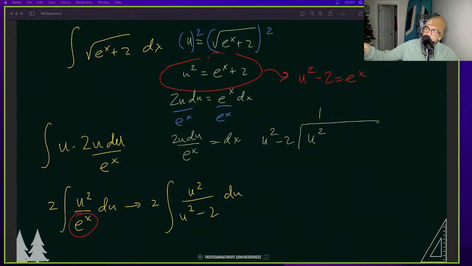Anyway, back to the long division. I wanted to find a value that when we multiply to u squared, we get u squared itself. So that's going to be 1. So then I multiply the 1 to both of these and I get u squared minus 2. And then I can go ahead and subtract this.